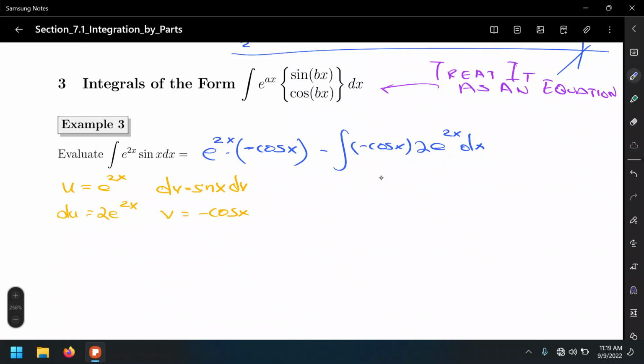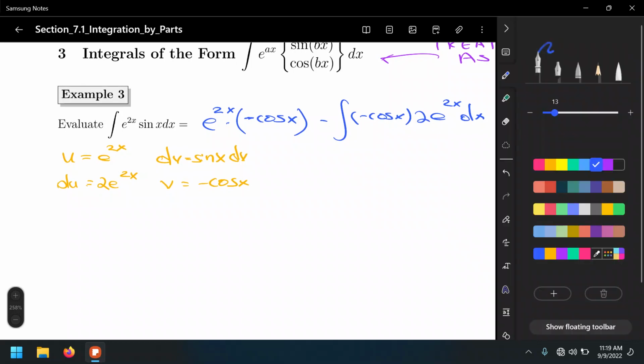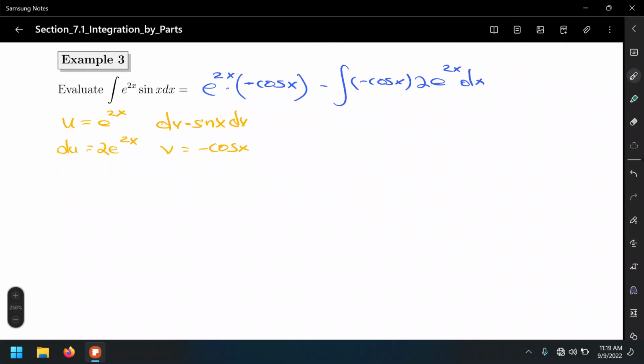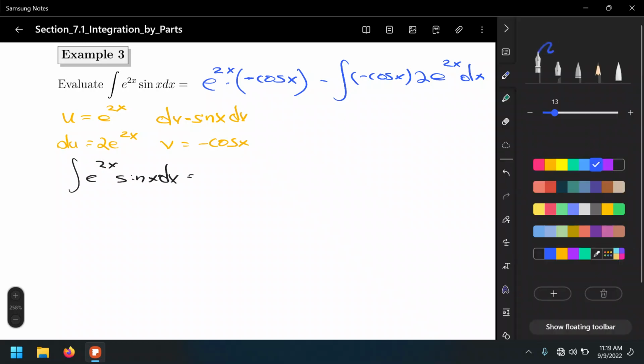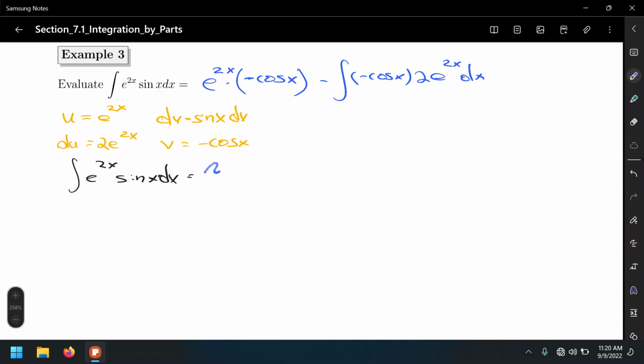So this will be equal to... Okay, let me continue here. Notice I'm not going to go with the line. I'm going to write the whole original problem, the integral of e to the 2x sine x dx, and this is negative e to the 2x cosine x, minus minus equals plus, and these two right here, I'm going to take outside as a constant multiple.